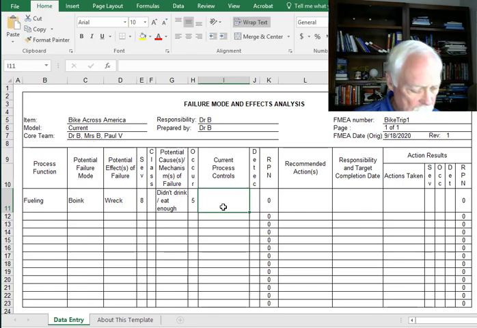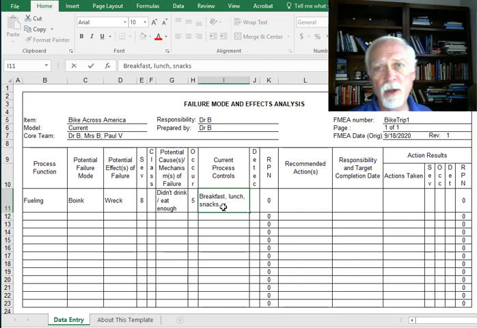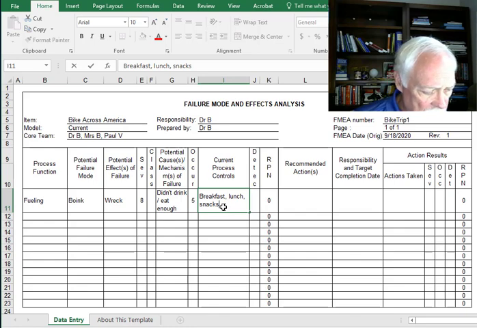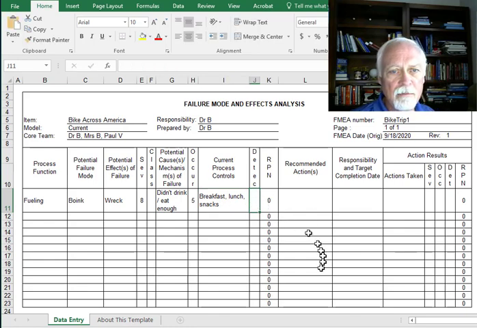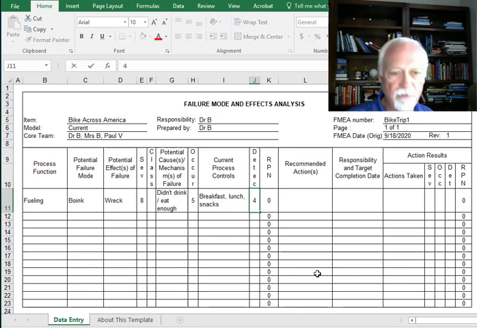What are my current process controls? Breakfast, lunch, snacks. You know, I just try to do that during the day. And detection. So this means, will I recognize this is happening in time to do something about it? And if you're very likely to detect it, that's a low number. That means your risk is lower. If you're not likely to detect it, it's a higher number. And so I'm going to say this is a 4.